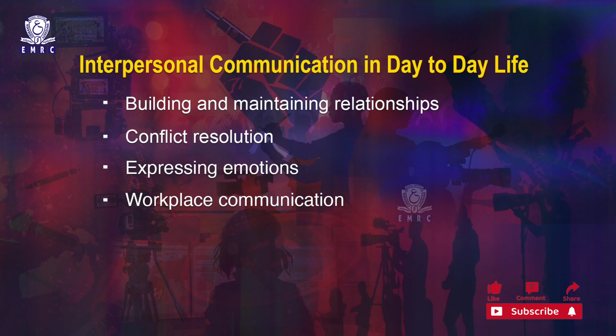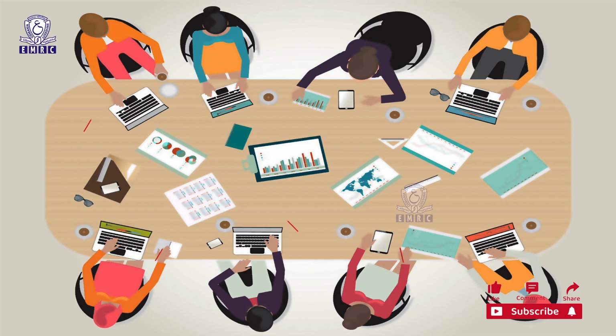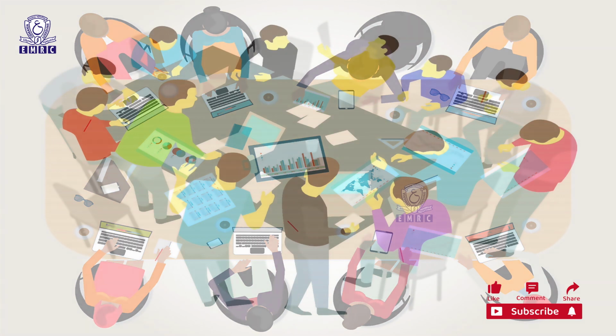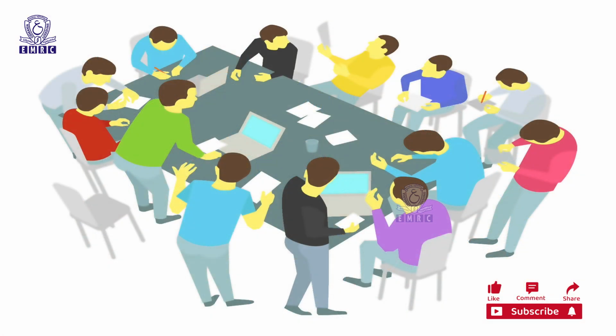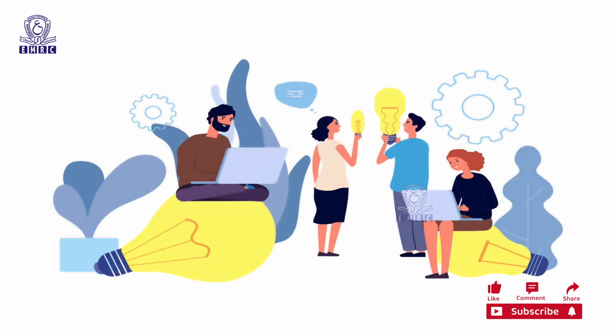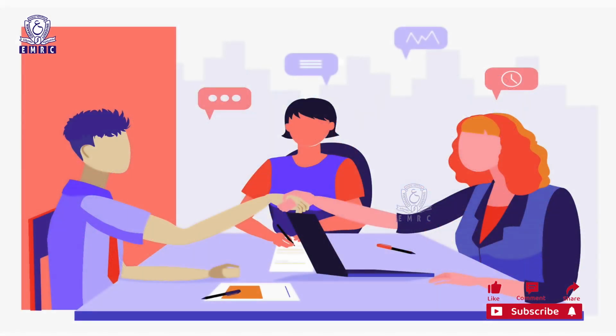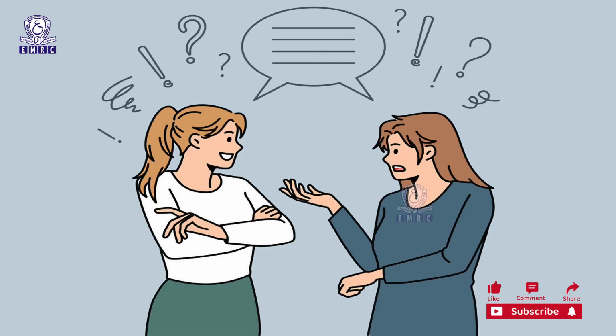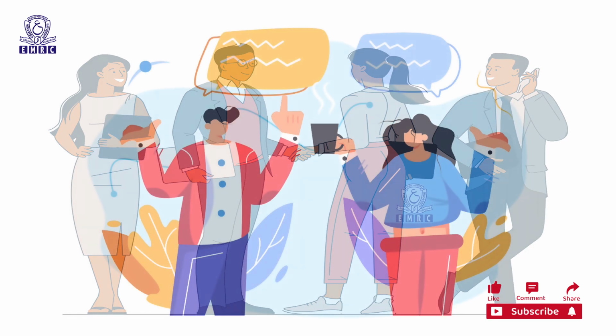Workplace communication. Effective communication is crucial in the workplace for collaboration, team building, and achieving common goals. It facilitates clear instructions, feedback, and the exchange of ideas among co-workers, contributing to a positive and productive work environment. Social interaction. In social settings, interpersonal communication enables individuals to connect with others, make new friends, and engage in enjoyable conversations. It plays a role in navigating social norms, etiquettes, and dynamics of group communication.